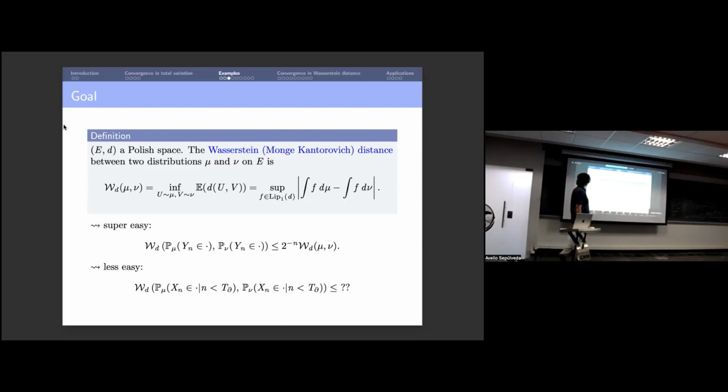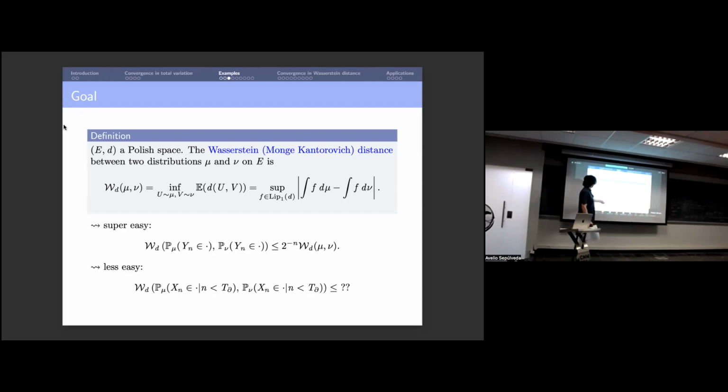In the case of L1 or Monge-Kantorovich distance, if D is a distance, you have the so-called Kantorovich duality property, which simply says that this distance is also the supremum over all Lipschitz functions f with Lipschitz constant 1 or less for the distance d. This is what I denote Lip1 of d. You need to take the supremum of the difference between the integrals of f with respect to mu and nu.